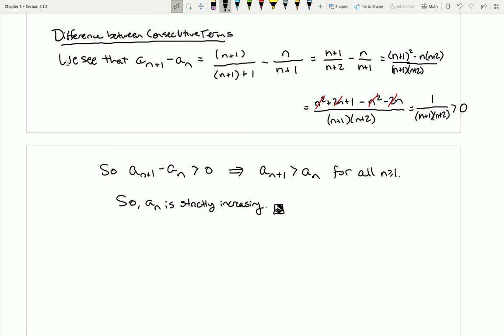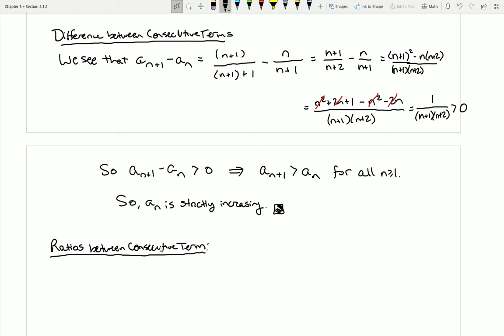In the last video, we took a look at calculating differences between consecutive terms. In this video, we're going to take a look at computing ratios between consecutive terms to determine if a sequence is increasing or decreasing. This is our third and final approach that we'll take.